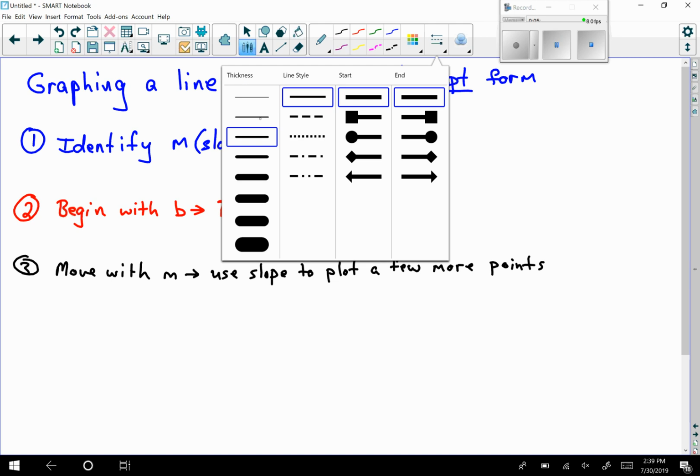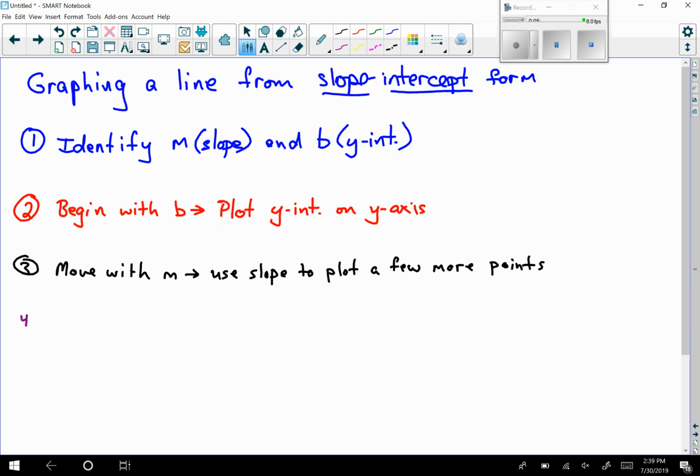Okay, we can get this in 4 steps then. And then step 4, draw a line. If you're doing this on paper, make sure you're using a ruler. I always tell my students use a straight edge. But 4 is just connect the dots. We want to draw our line through these points.